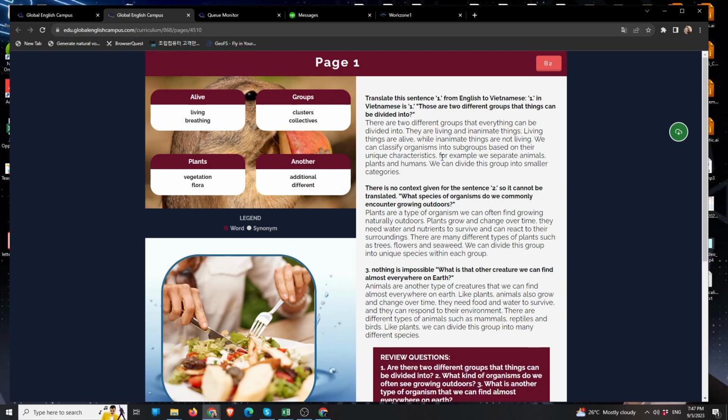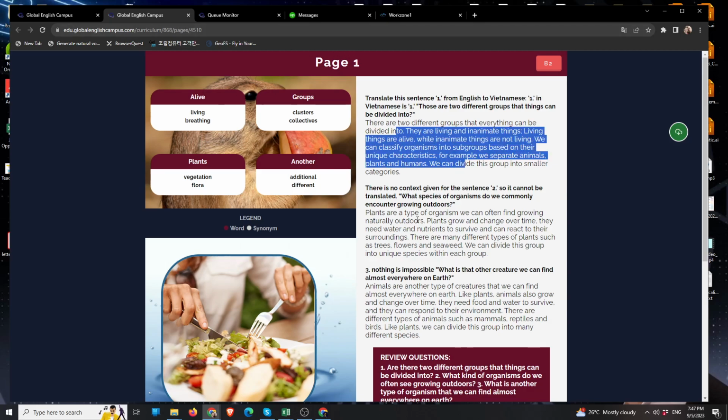For example, this should be capital. We separate animals and plants into humans. We don't have an and. We can divide this group into smaller categories. Okay, so this has been translated into Vietnamese and then translated back into English by Google, right? It was translated into Vietnamese by GPT-3 and translated back on the fly here into English.